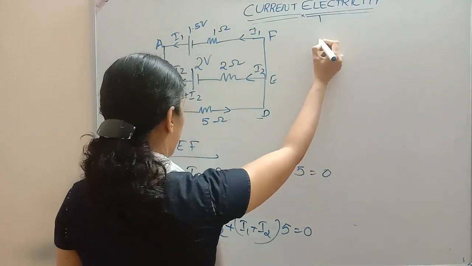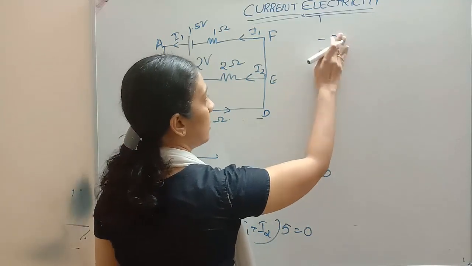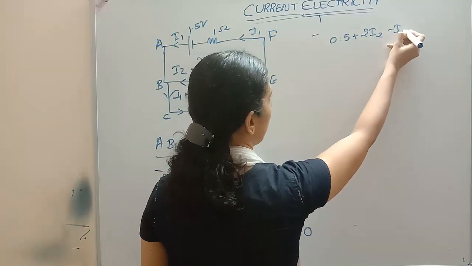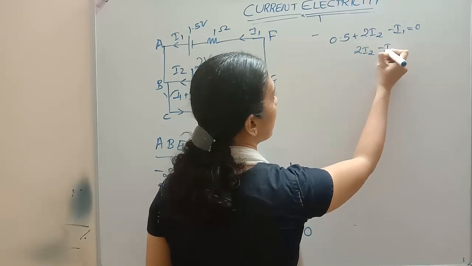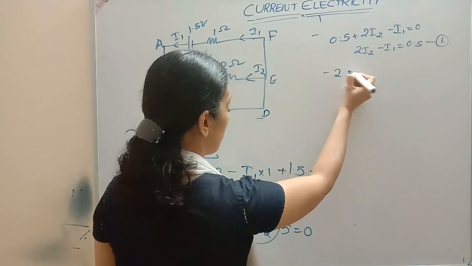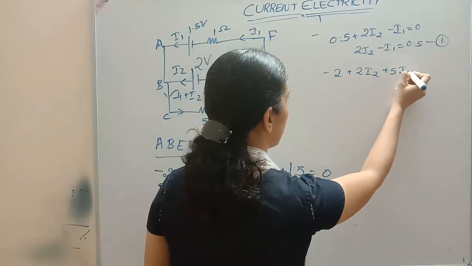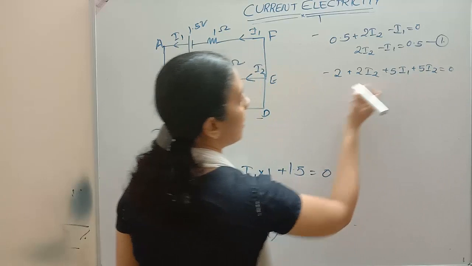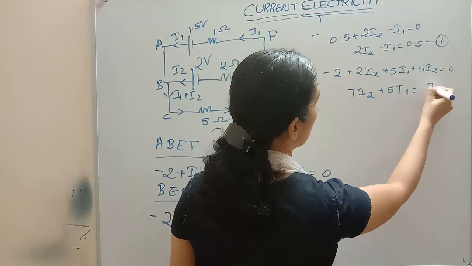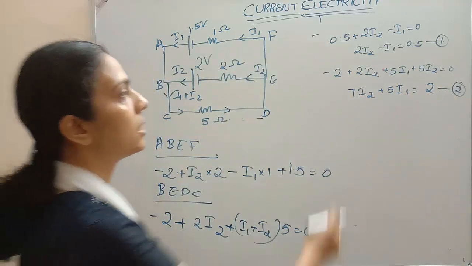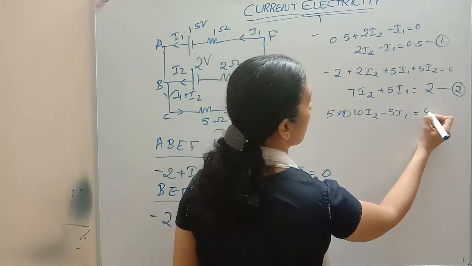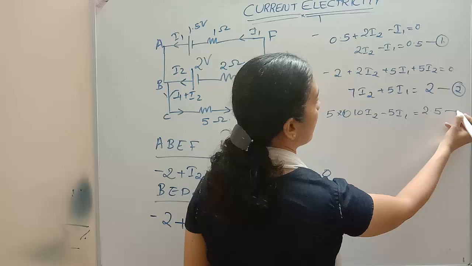So here I can write minus 2 plus 1.5, that is minus 0.5, plus 2I2 minus I1 equals 0, that is 2I2 minus I1 equals 0.5. This is equation number 1. This other equation I can rearrange as minus 2 plus 2I2 plus 5I1 plus 5I2 equals 0. Now writing it for I2 first, 7I2 plus 5I1 equals 2. Equation number 2. Now I can multiply equation number 1 by 5: 10I2 minus 5I1 equals 2.5. This is equation number 3.